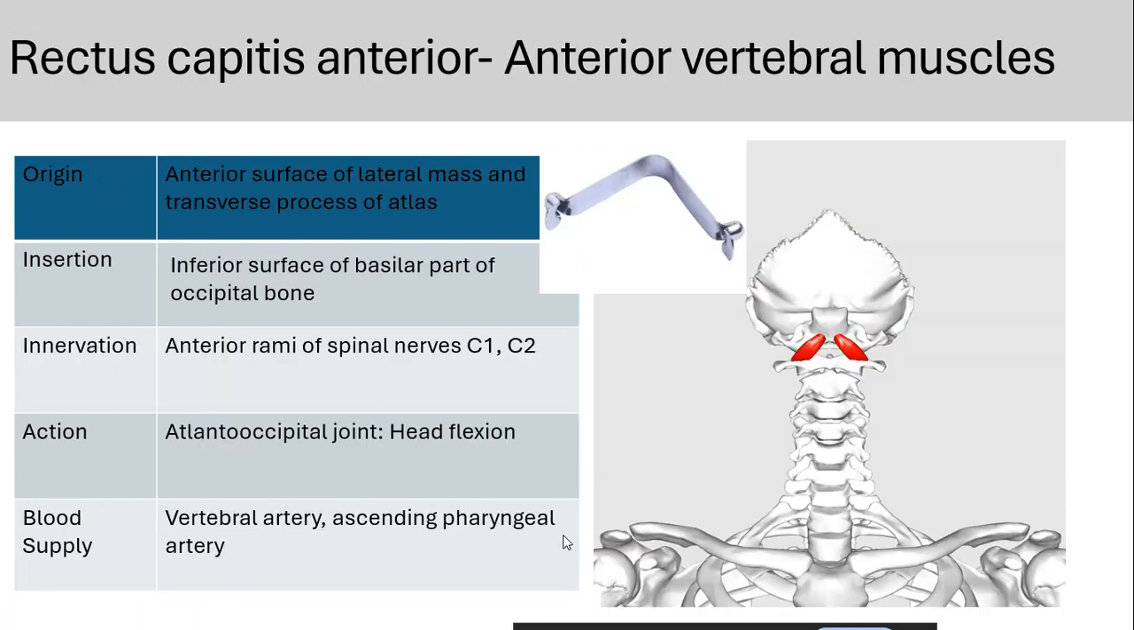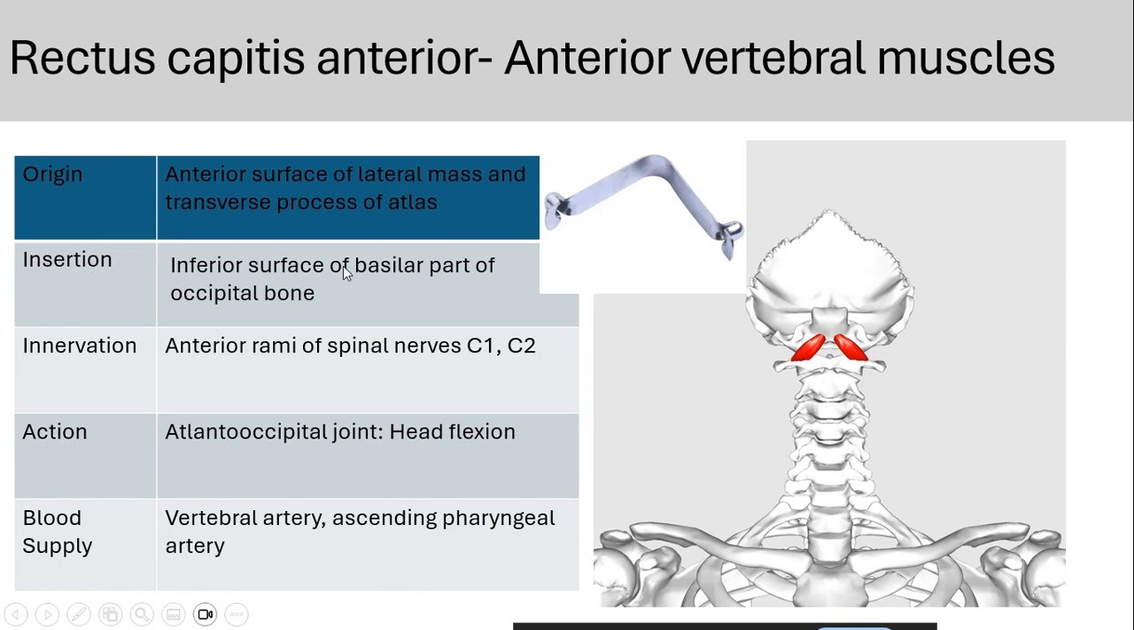Alright, so rectus capitis anterior. This is the rectus capitis, as you can see. Anterior, this is an anterior vertebral muscle. As you can see, it's a V-shaped muscle. It's very easy to identify. Origin is the anterior surface of the lateral mass and transverse process of the atlas. So this is the origin.